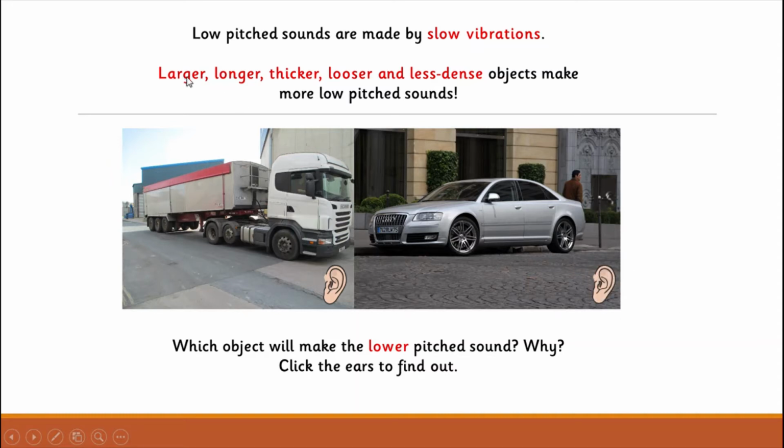So if we look at it then, larger, longer, thicker, looser and less dense. So if you have strings that are larger or longer and are very thick, like you'd see on a double bass or a bass guitar, they create much lower pitches. They are slower vibrations.